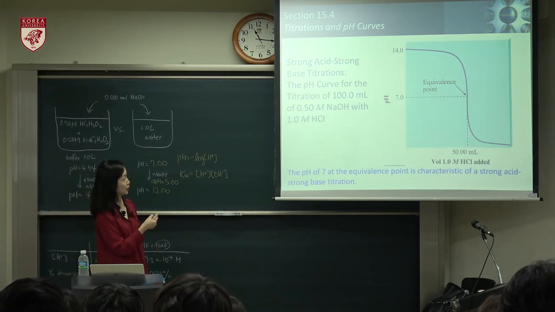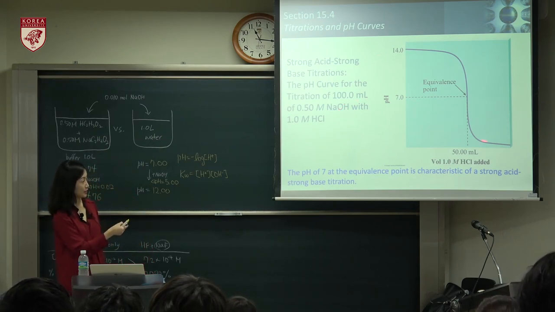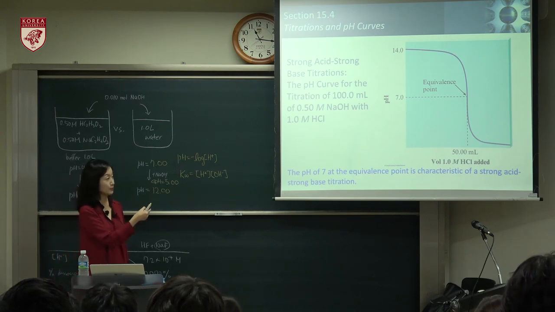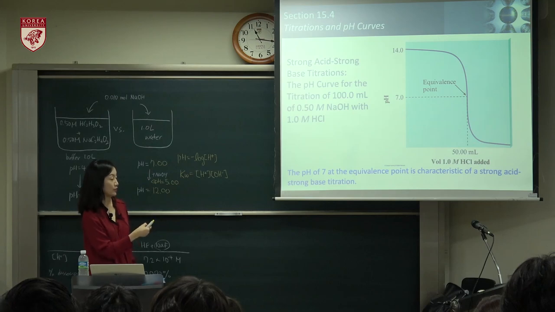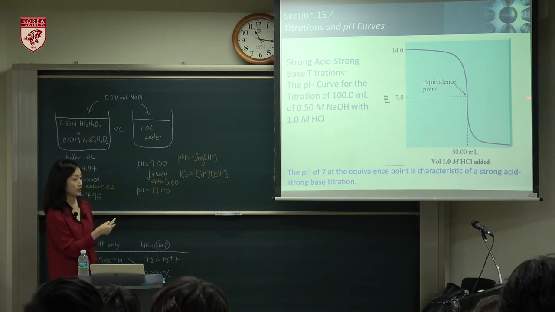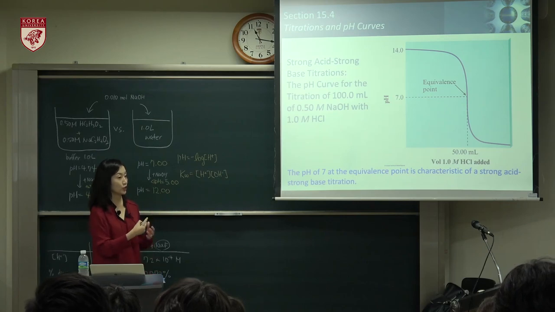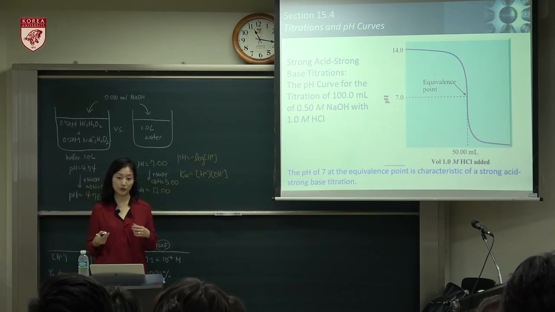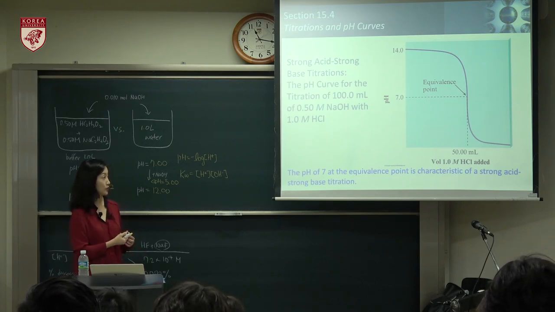And the pH curve for the titration of a strong base with a strong acid looks like this. So the only difference is that before the equivalence point, we have excess OH-, right? Because we start with a solution of NaOH. And after the equivalence point, we have excess H+, okay? In both cases, the equivalence point is at pH 7, which is characteristic of a strong acid, strong base titration. At the equivalence point, there are no components that produce acidic or basic properties. So that's why we see a pH of 7 at the equivalence point.